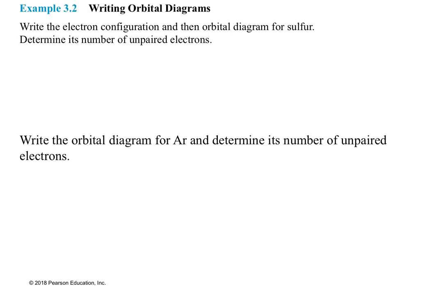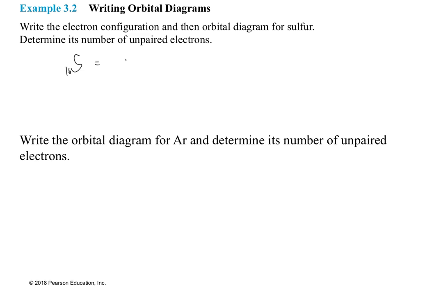So with this problem, we're going to do electron configuration for sulfur, then do the orbital diagram, and then count out how many unpaired electrons it has. All right, so sulfur is element 16. Okay, so that means it's on the 3rd level.